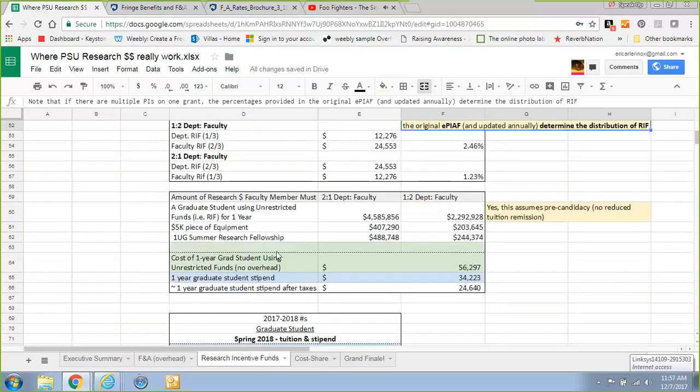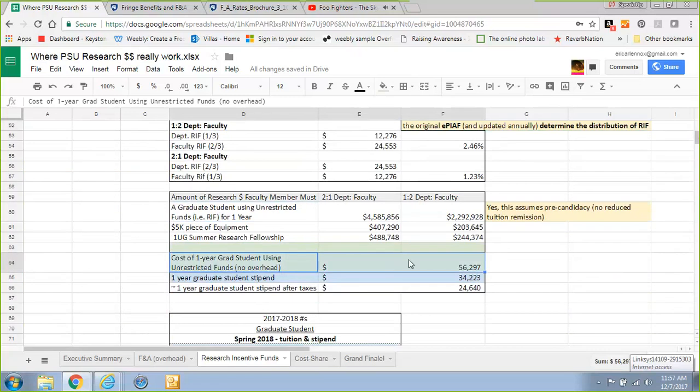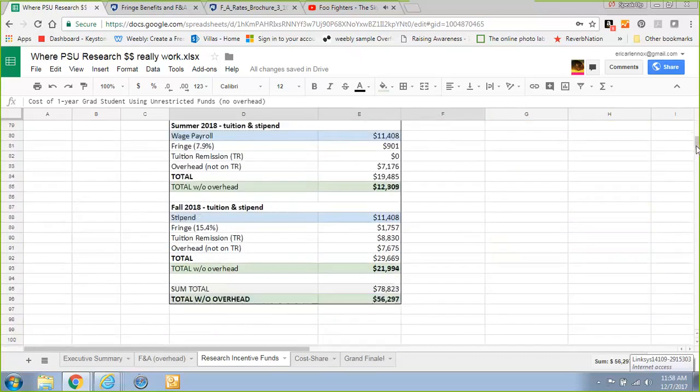So to put it in terms, I did the math on how much a graduate student for 1 year costs a faculty researcher using unrestricted funds. I make the distinction of using unrestricted funds because when a faculty member is using unrestricted funds to pay for a graduate student, there's no overhead on it. Whereas a federal grant will have overhead, and that breakdown is here below, so you can see the full thing. In case the fringe rates or something fluctuate, you're welcome to adjust them for accuracy.